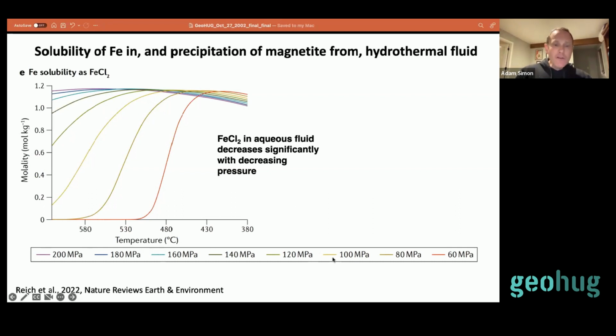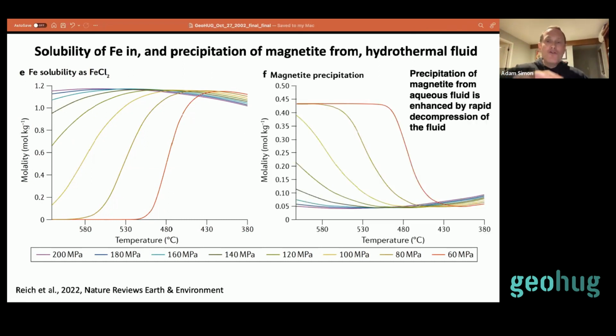So the legend at the bottom shows you pressures decreasing from 200 to 60 MPa. That's a depth range of something on the order of 8 kilometers down to about 2 kilometers. And fluids that evolve from silicate magmas, as a function of the depth at which they evolve, that dictates the lithostatic pressure on top of that magmatic system. And that dictates, for a given chlorine concentration, how much iron the fluid can transport.